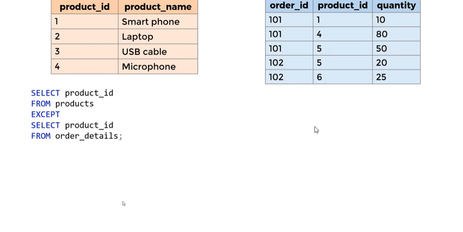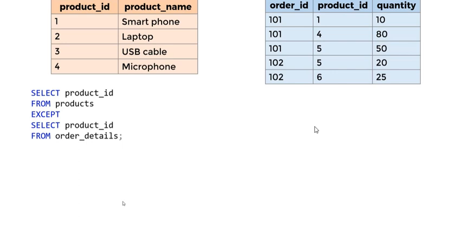See, with the other set operators such as union and intersect, it does not matter which order we put them in, right? However, the except set operator is a bit different from the other set operators, because the order that we specify in the statement does affect the result.